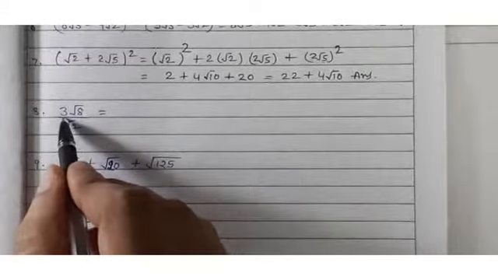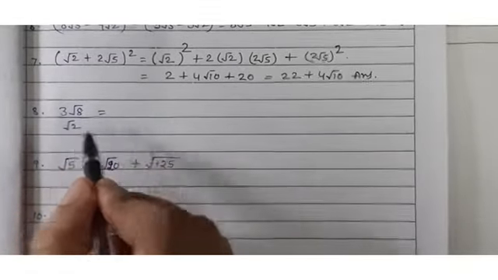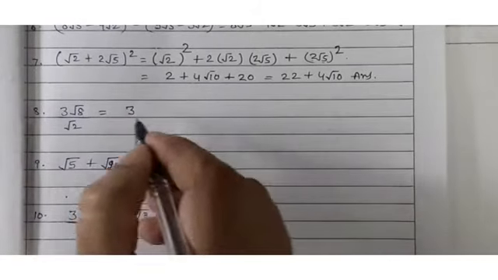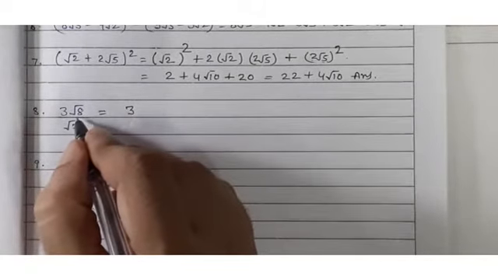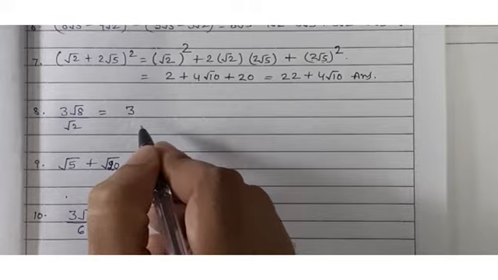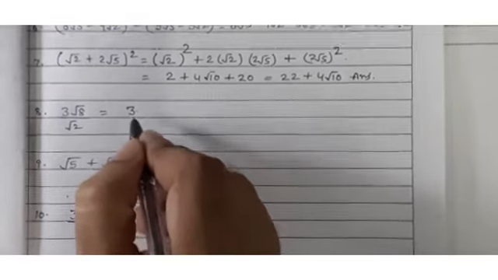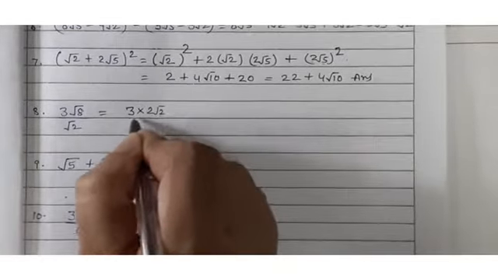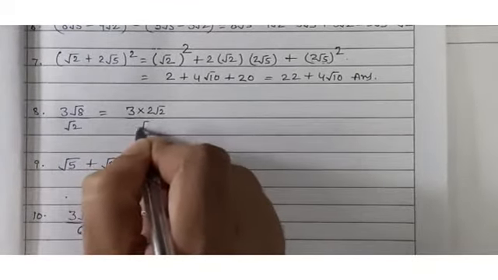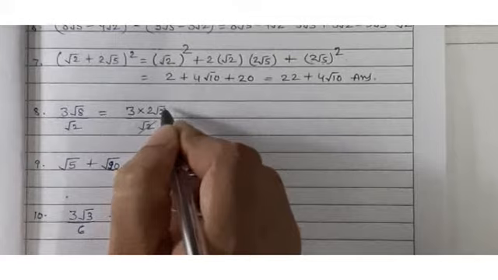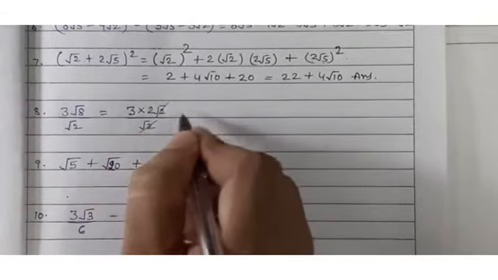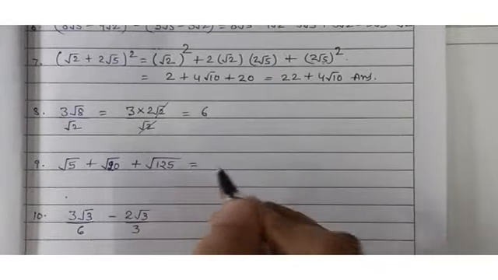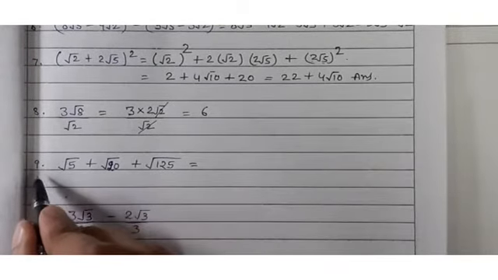Question number 8. 3 under root 8 upon root 2. First of all, 3 is as it is. What can I write for under root 8? Under root 8 means 4 2s are 8. Under root 4 will become 2. So I am writing 2 under root 2. Under root 2 is down here also. Under root 2 to under root 2 cut, 3 2s are 6. It's very easy.